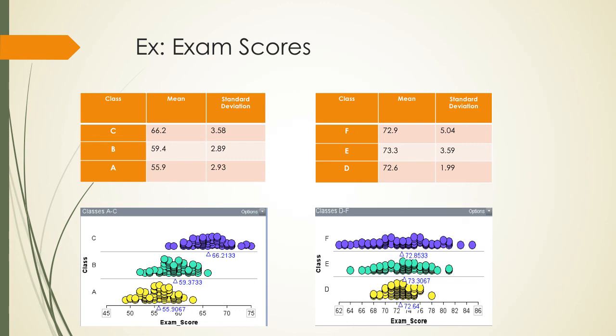Now consider the data shown on the right. Here, the center or typical value for each class is similar. We can see this in the similar values for the mean. Now look at the standard deviation. It is largest for class F, which visually has the largest spread. The standard deviation is smallest for class D, which visually has the smallest spread.